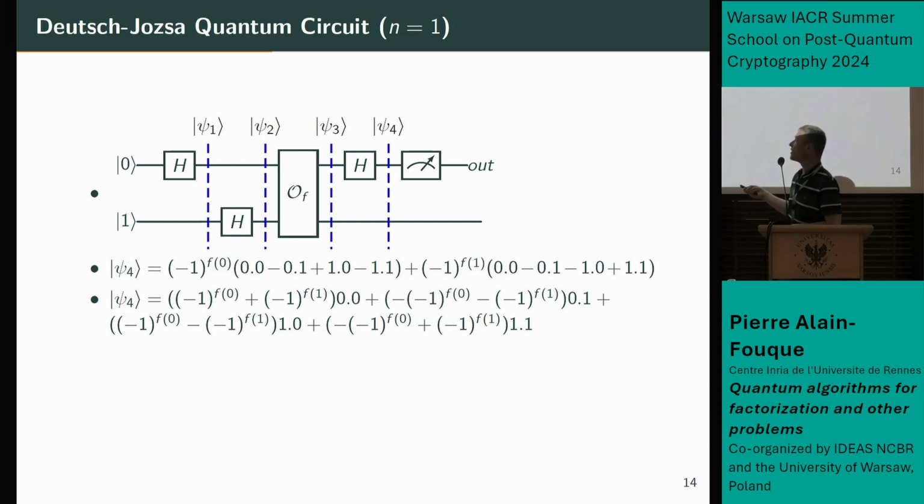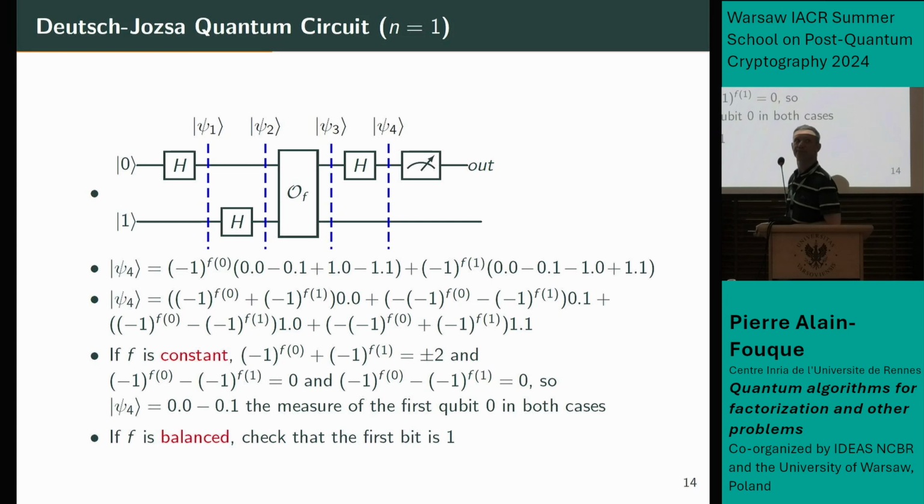And so I can rewrite it a little bit more compactly, in the basis 00, 01, 10, and 11. And so I have to figure out what will be now the coefficient on each basis vector. Okay? So if the function f is constant, so you can assume that maybe f of 0 is equal to f of 1, is 1 or 0, so you will get, in fact, plus or minus 2. So it will encompass both cases.